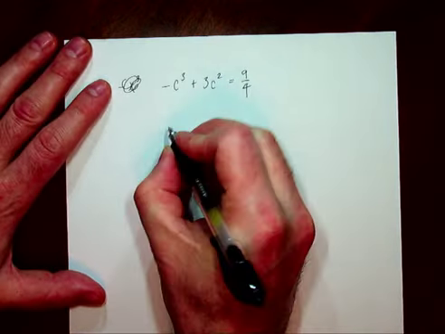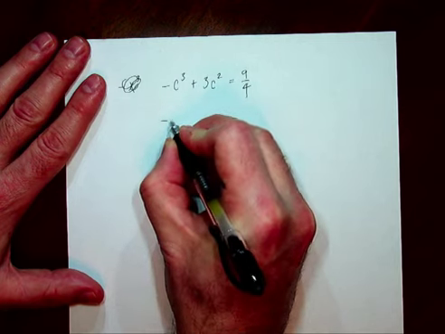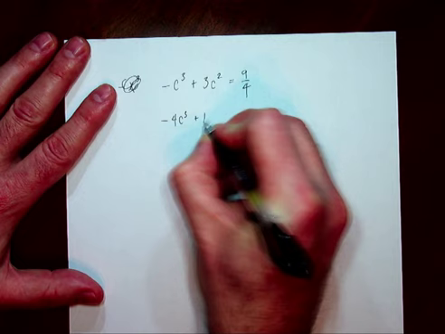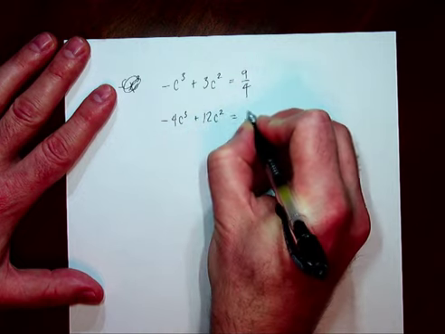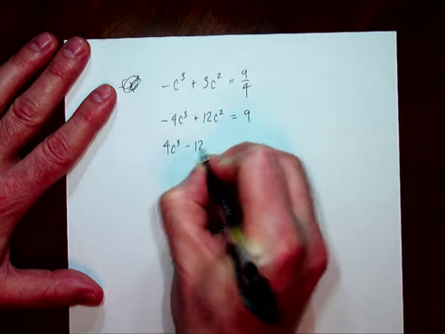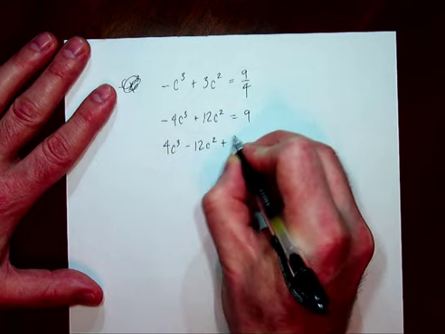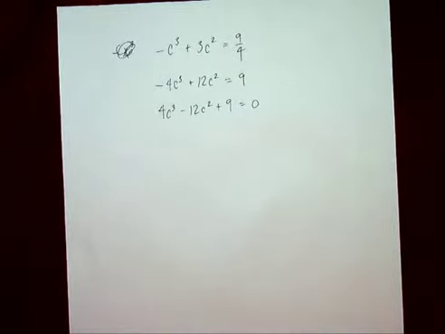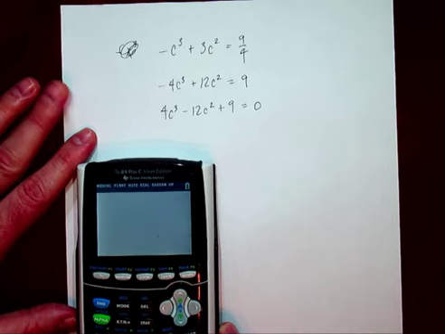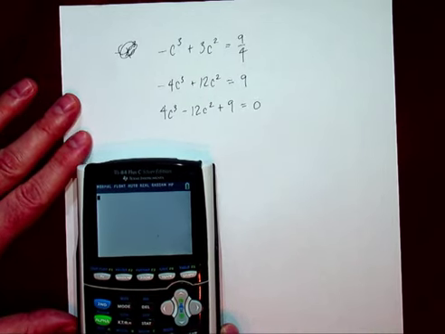Now, what happens here is basically I need to go ahead and multiply through by 4, and you get 12c squared is equal to 9, and you get 4c cubed minus 12c squared plus 9 is equal to 0. And actually, you know, I don't know if there's even a way to do this algebraically. Let's go ahead and start working with the calculator to confirm everything that we've seen thus far anyway.